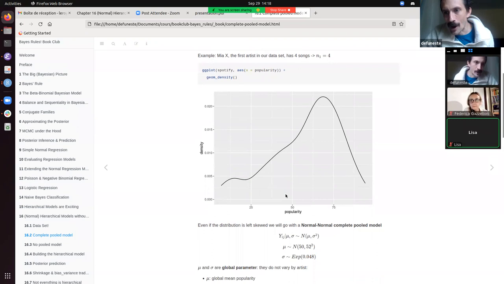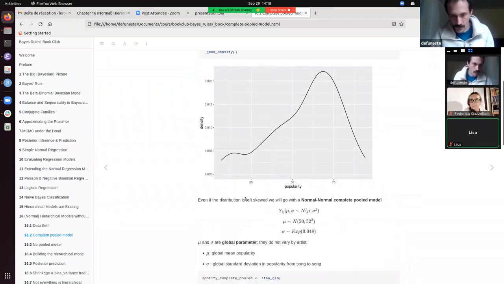And it looked normal, kind of. I was like, okay, it's not normal, but the author said that's good enough. So they went with the normal, complete pooled model. I'll give you the parameters. What we are trying to predict will be the popularity.